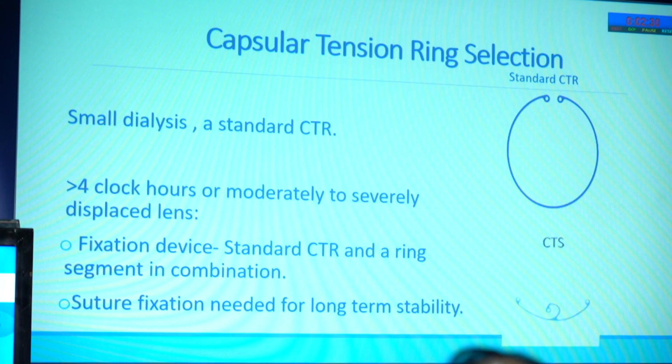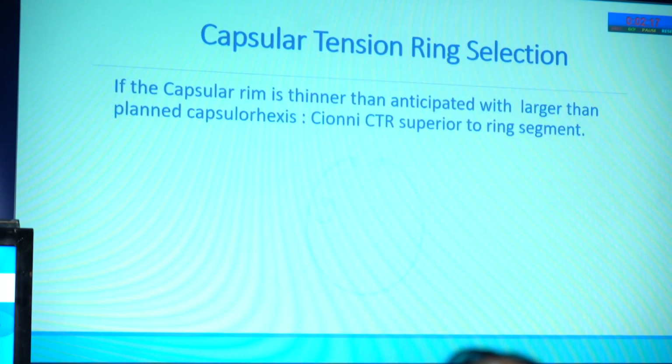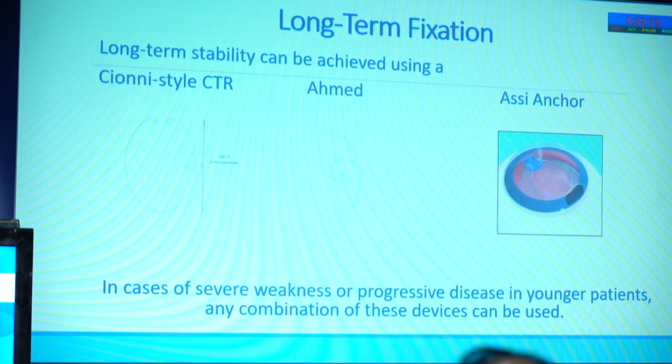If there is more than 4 clock hours or moderately to severely displaced lenses, we can use a fixation device like a standard CTR and a ring segment in combination. Need to suture sometimes. Long-term stability can be achieved using a Cionni-style CTR or Ahmed type. In cases of severe weakness or progressive disease in younger patients, any combination of these devices could be used.